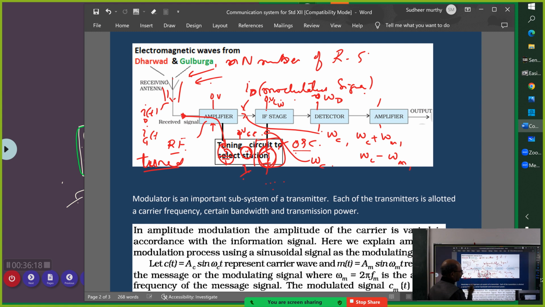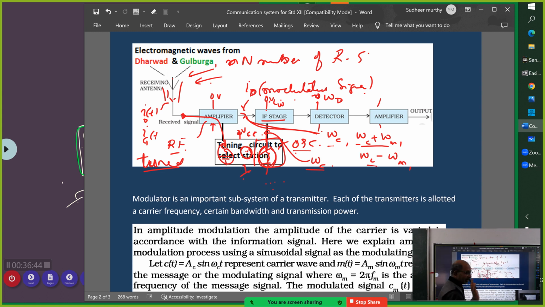Now, sir, what is the use? That I will tell you. So at this stage you understand, this has got all these components. Appreciated? And this is generating only the carrier frequency. Appreciated? Okay. Now, IF stage, intermediate frequency stage.